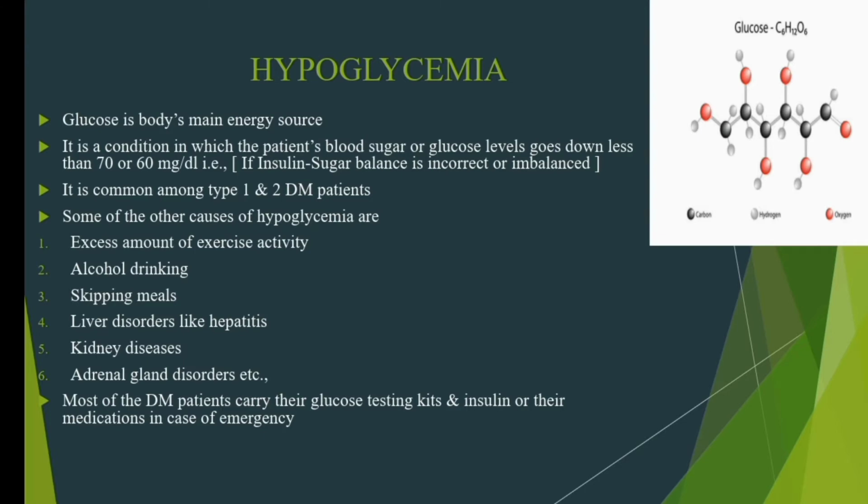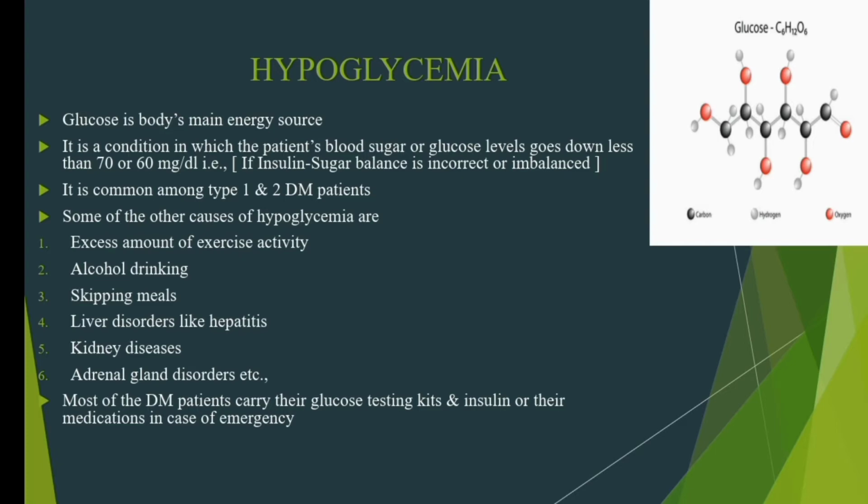Before going to hypoglycemia, we have to discuss the glucose in our body. Glucose is one of the main energy sources obtained by our body, and this is the glucose molecule, whose molecular formula is already known, that is C6H12O6.